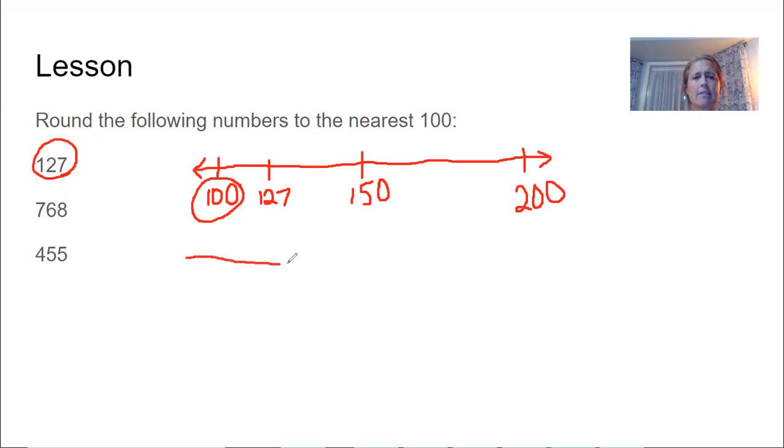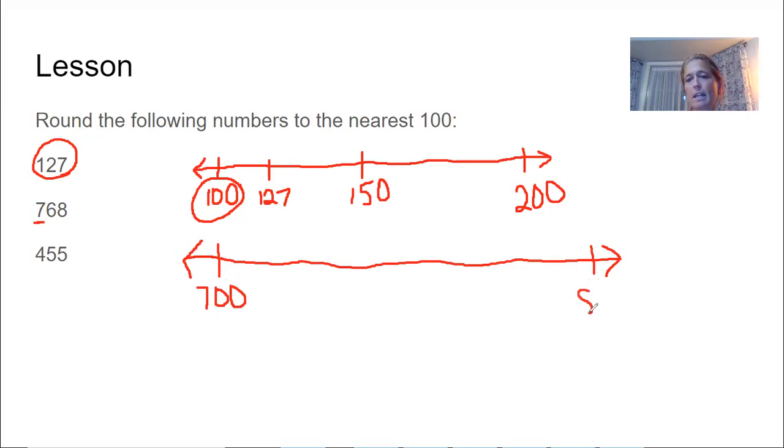Let's go ahead and try 768. Okay. With 768, the lower 100 would be 700. Okay, and you know that because that's what is here, 7. And the higher one would be the next multiple of 100, which would be 800. Now your benchmark or midpoint for the middle would be 750. Okay.